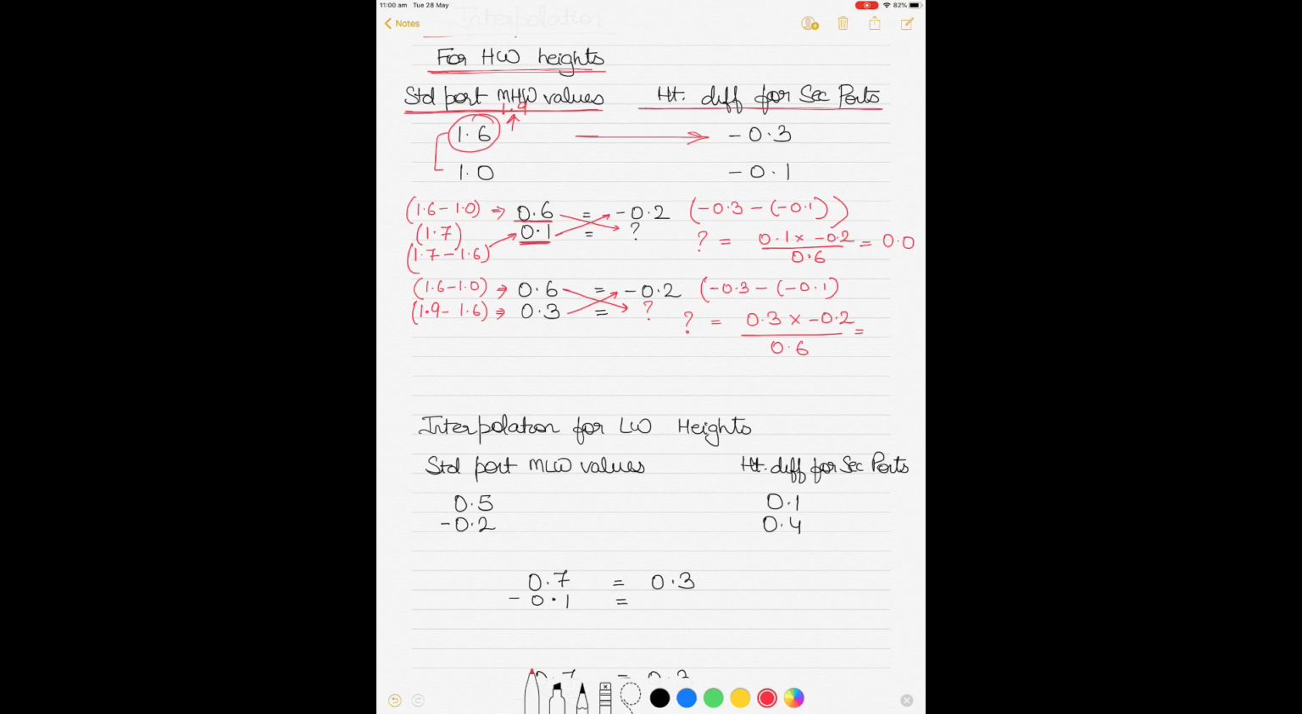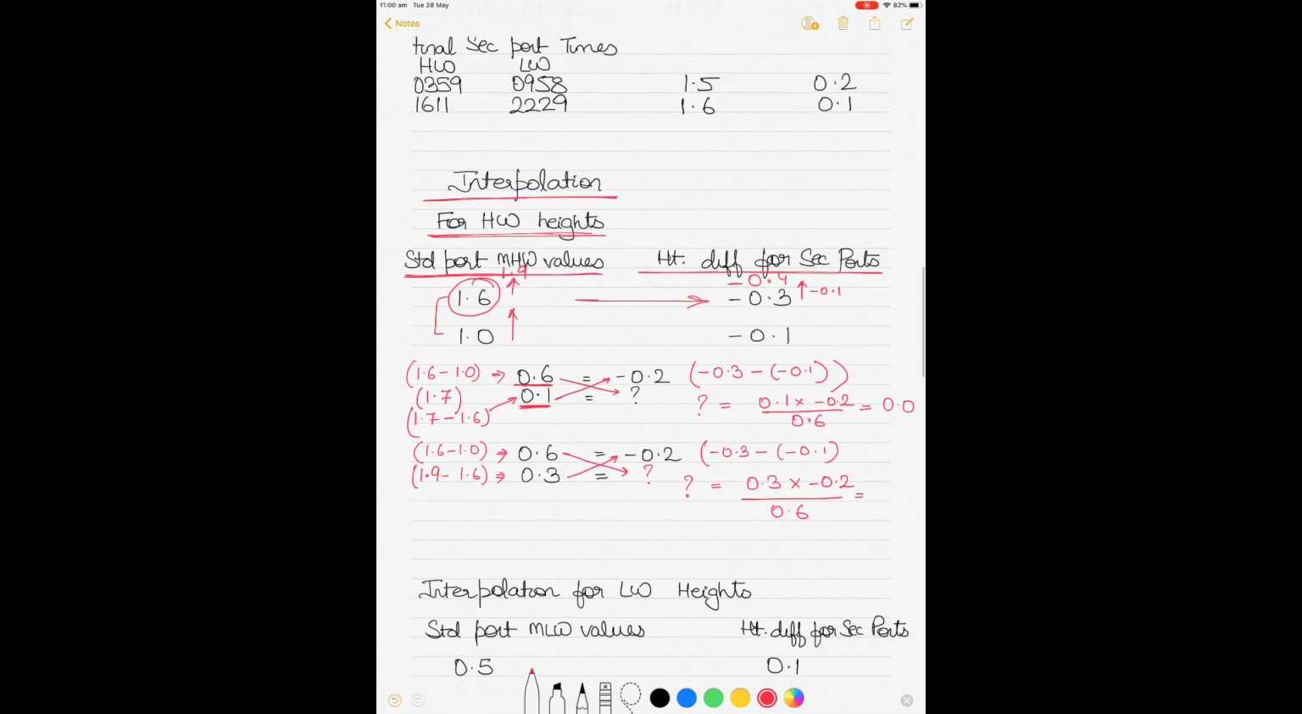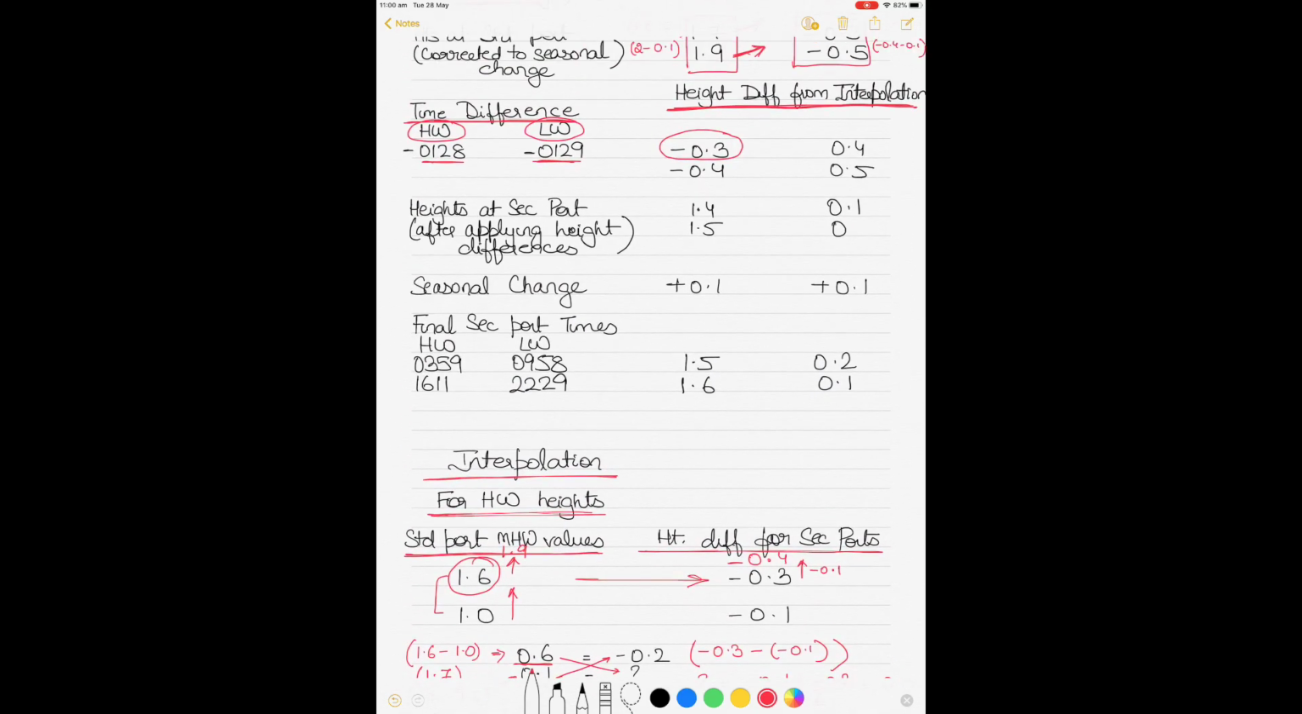Now this 0.1, I can see that it is increasing. As I go from 1 to 1.6, the value is negatively increasing. So as I go from 1.6 to 1.9, this value will also negatively increase, by 0.1, making it 0.4. That's why the correction for 1.9 height will be minus 0.4.